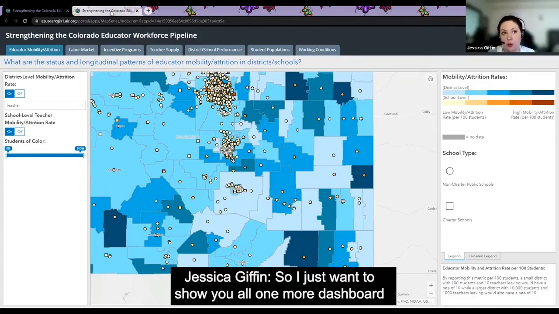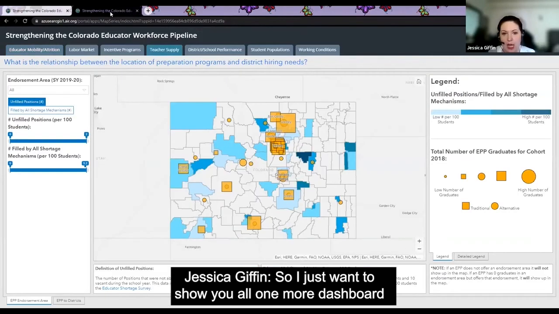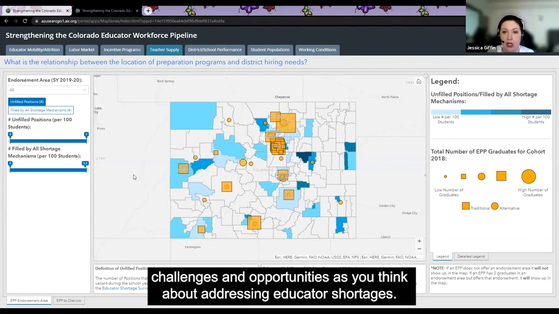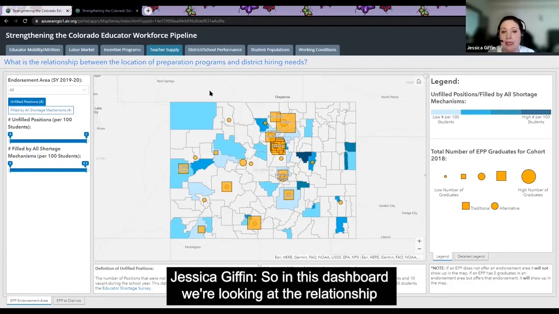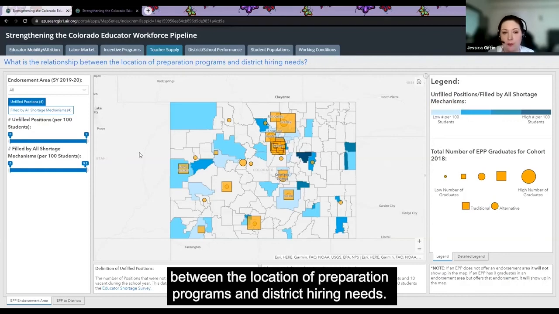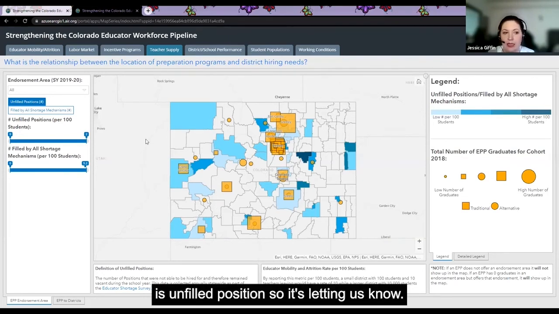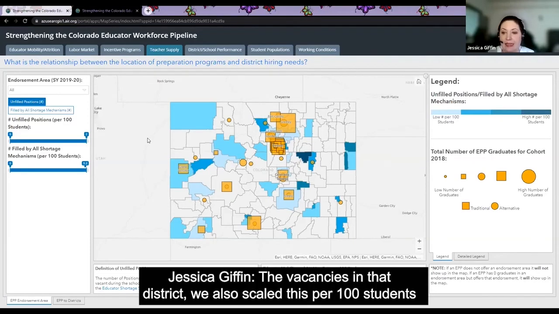So I just want to show you all one more dashboard and give you another scenario of how you might use this map to identify challenges and opportunities as you think about addressing educator shortages. In this dashboard, we're looking at the relationship between the location of preparation programs and district hiring needs. The district data we're using here that's highlighted blue is unfilled positions. So it's letting us know the vacancies in that district.